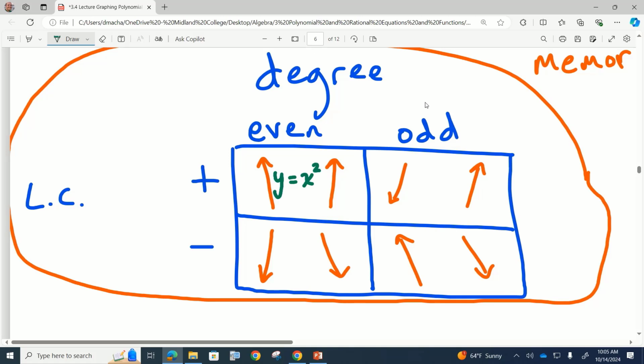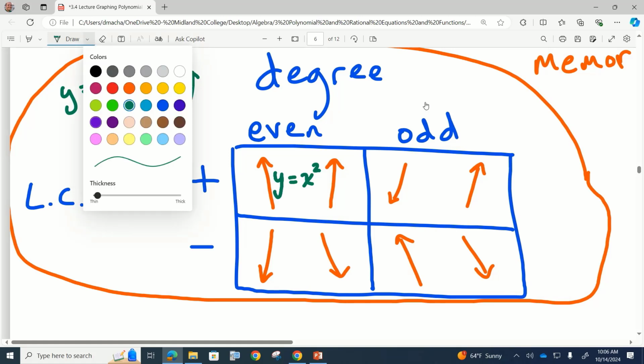y equals x squared has an even degree and a leading coefficient of positive 1. And I remember that the graph of y equals x squared looks like this. We've graphed parabolas before. We said if the leading coefficient is positive, then your parabola is up on the left, up on the right.